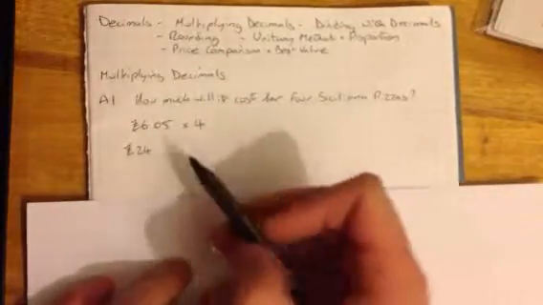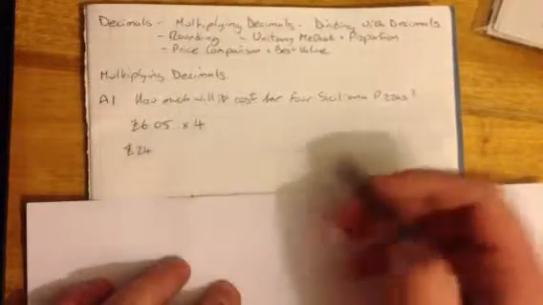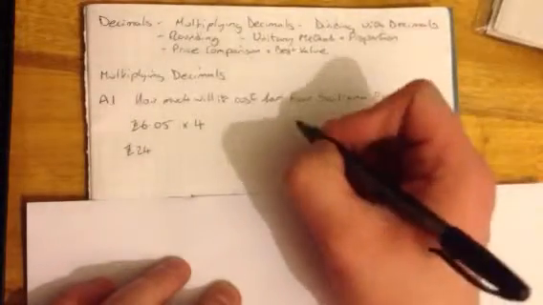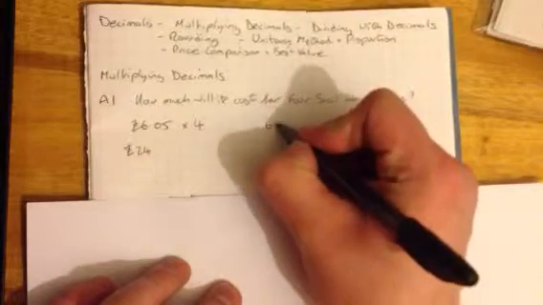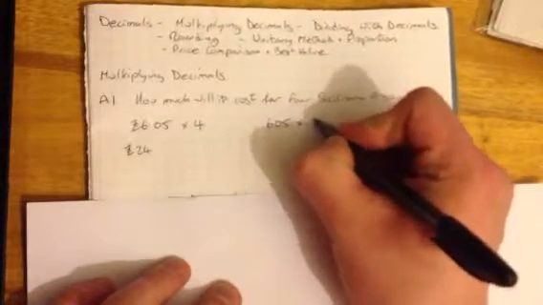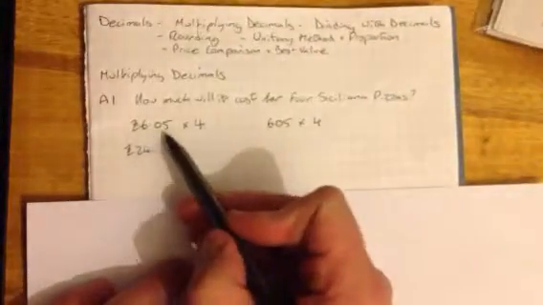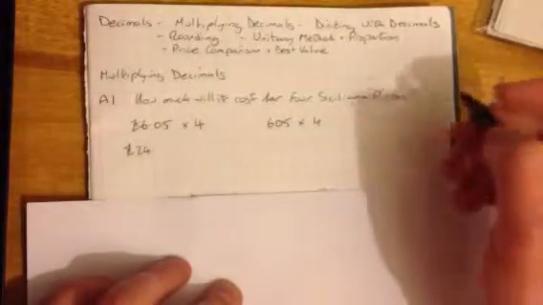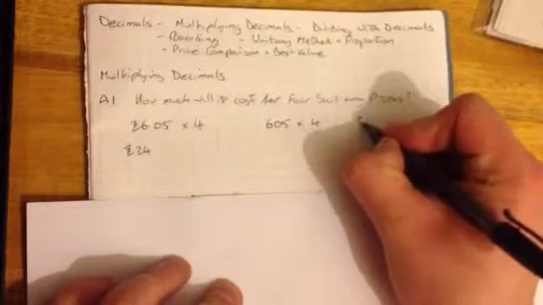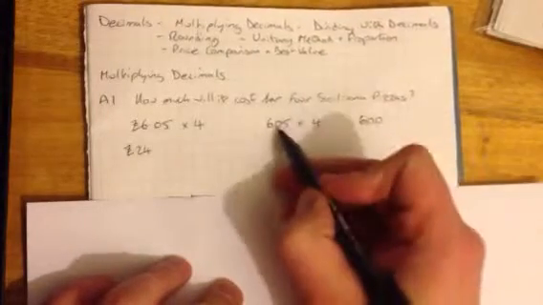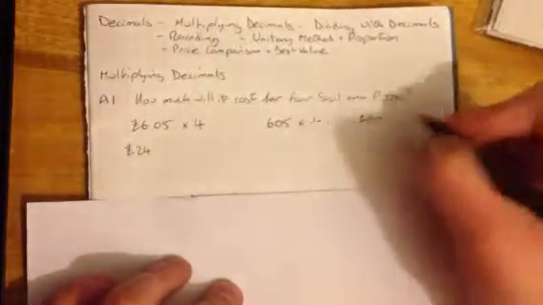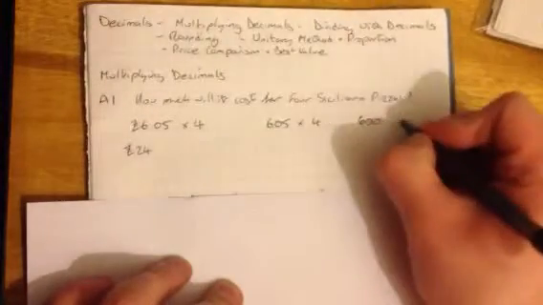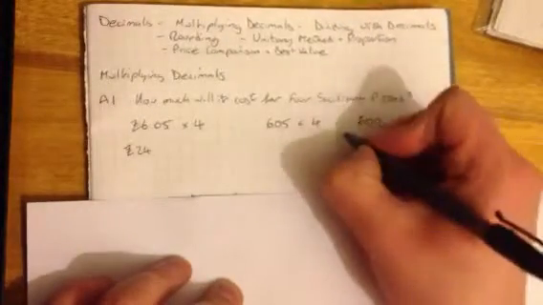Let's work it out. To work this out, I'm going to remove the decimal point from the price and just do it like a normal grid multiplication. So instead of doing £6.05, I'm doing 605 times 4. That's really easy to do. 600. There's nothing in the tens column, so we don't need to put another column, and 5. So 605, and it's all multiplied by 4.